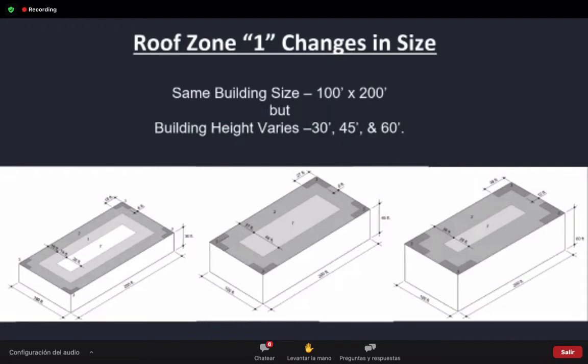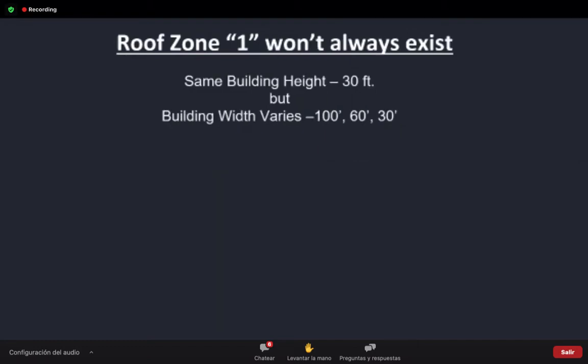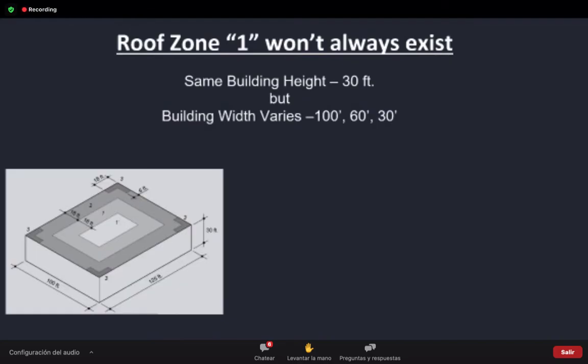Now, conversely, we're going to look at it from the opposite perspective. We keep a 30-foot high building, and now we're going to change the width of the building from 100 feet to 60 feet to 30 feet. Our first one is pretty much the same example we've been looking at: 18 feet by 6 feet is our corner, 18 feet in is our zone 2, 18 feet in from there is zone 1, and then everything else.